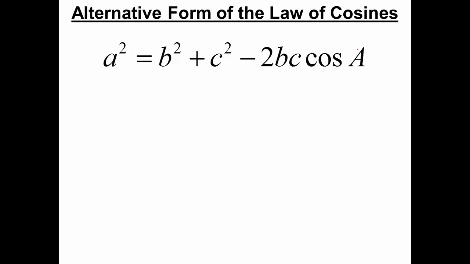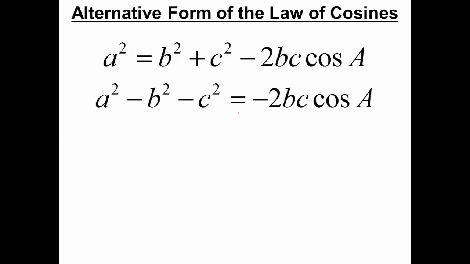And I'm going to go ahead and solve for angle A. If I'm going to solve for angle A, the first thing I would do is take b squared and c squared and subtract them over, just like this. So b squared and c squared are now minus b squared and minus c squared on the left side of the equation.